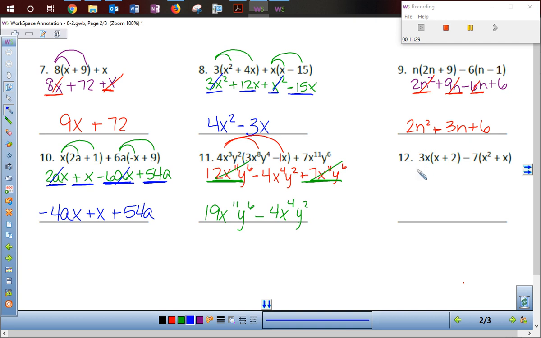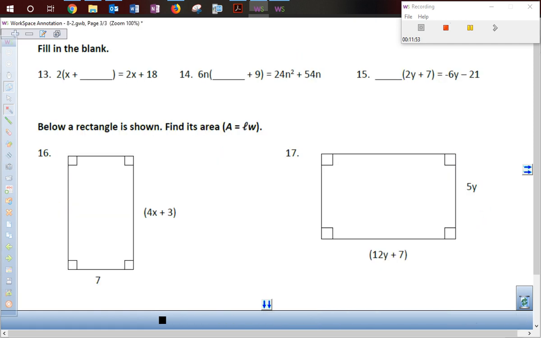Hopefully when you distributed, you got 3x squared plus 6x minus 7x squared minus 7x. When we combine like terms, the 3x squared and the negative 7x squared will give me negative 4x squared, and then the 6x and the negative 7 will give me a negative x. The next thing I want to talk about is what happens if we go the other way.